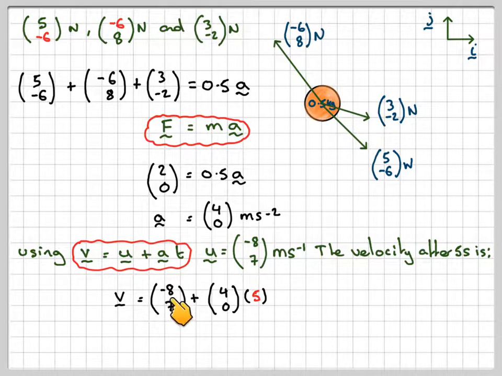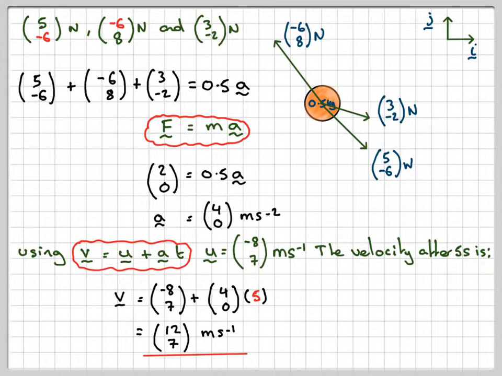Okay, so we've got minus 7 plus 4 times 5. So minus 7 plus 20 gives me 13. And then 0 plus 0 times 5 will just give me 0. So the final velocity would be 13 meters per second.